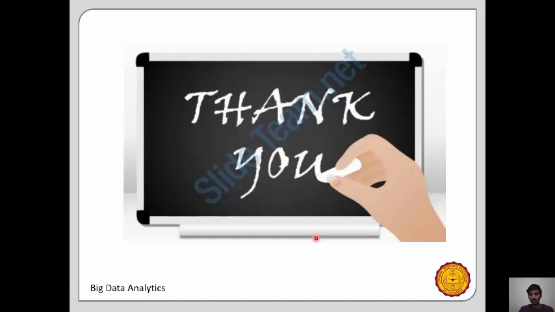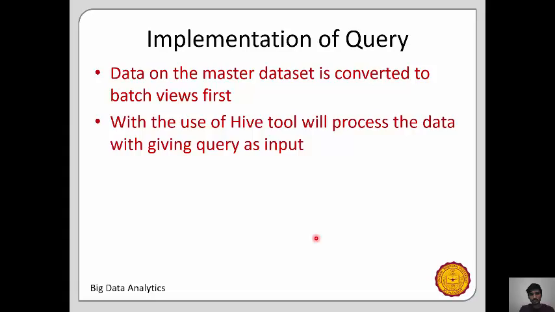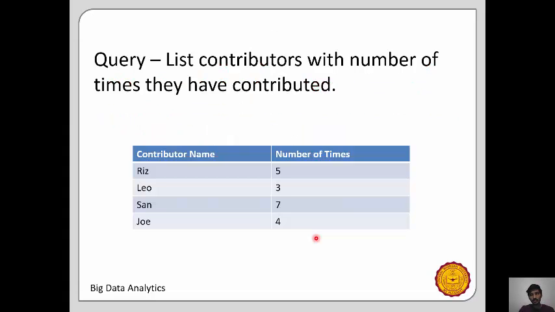And as we obtained our result, you can see the result here. We can get Riz 5, Leo 3, San 7, and Joe 4. This is what we get with the query of how to list contributors with the number of times they have contributed.